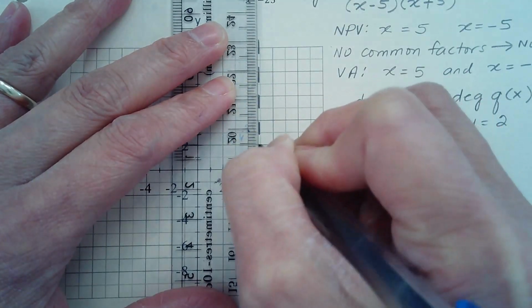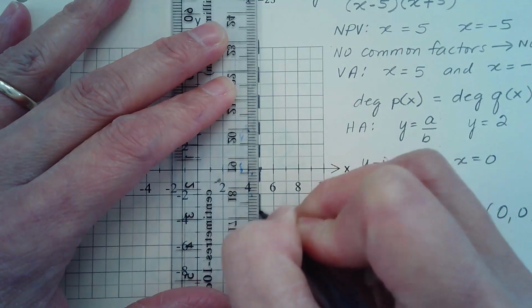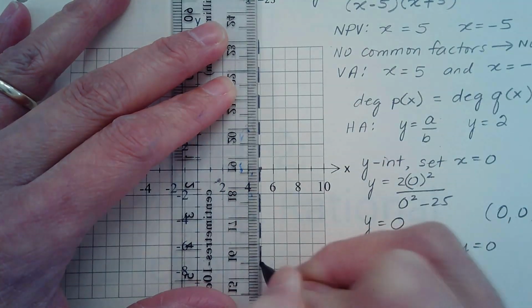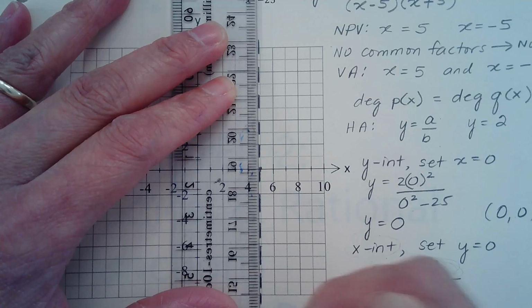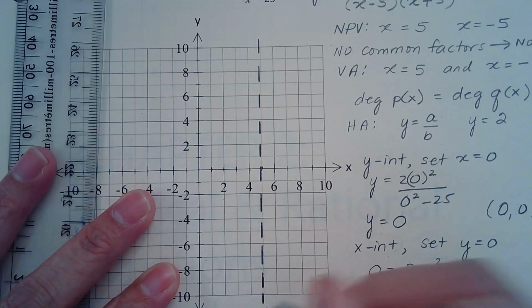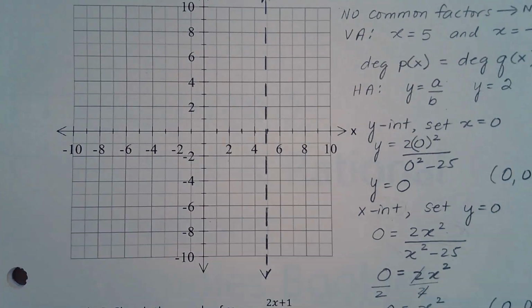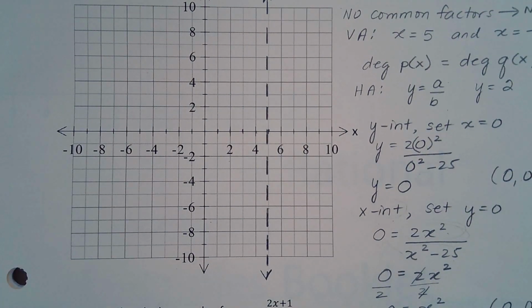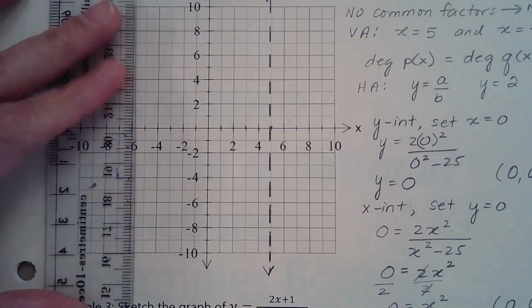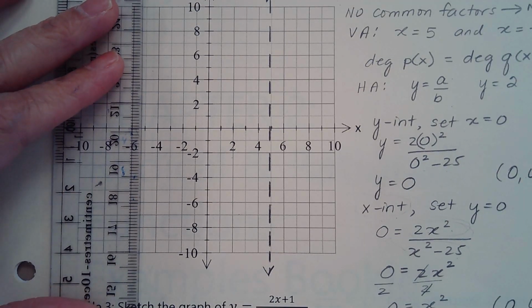And the vertical asymptote is drawn as a dashed line, and then arrow, arrow. Okay? So that's the positive 5, and then I'm going to do the negative 5. Let's do the negative 5.